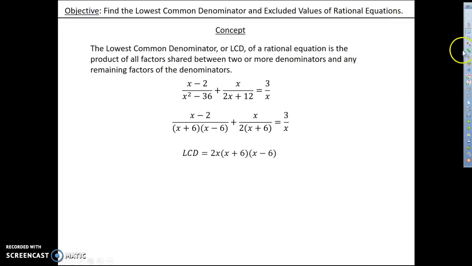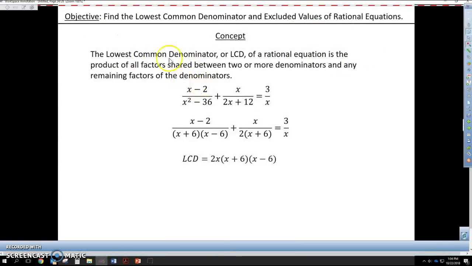So today we're going to focus on the lowest common denominator, or the LCD, of a rational equation. And what it is is the product of all factors shared between two or more denominators. I'm going to highlight this in green and you'll see why I'm doing this in a moment. Between two or more denominators and any remaining factors. Okay, so that is our LCD.